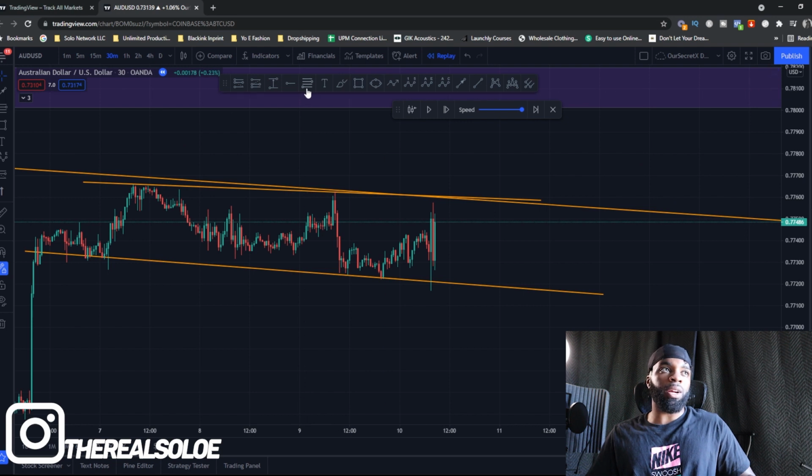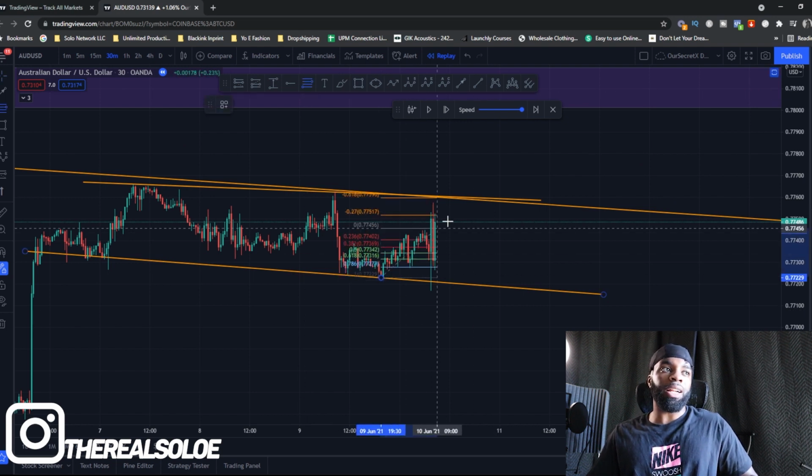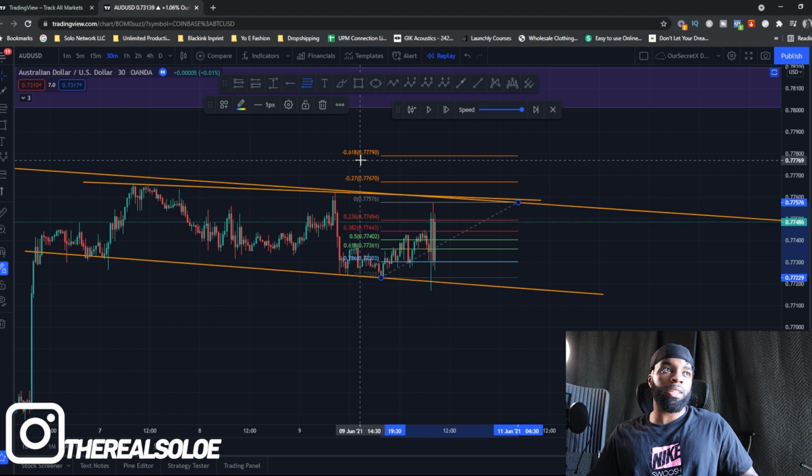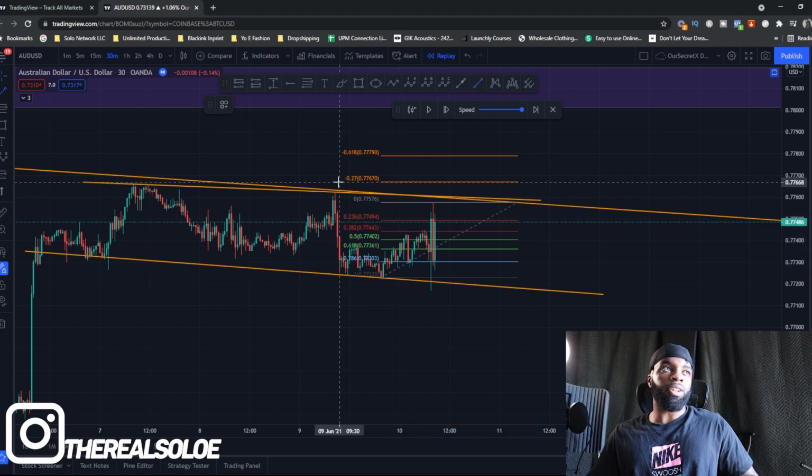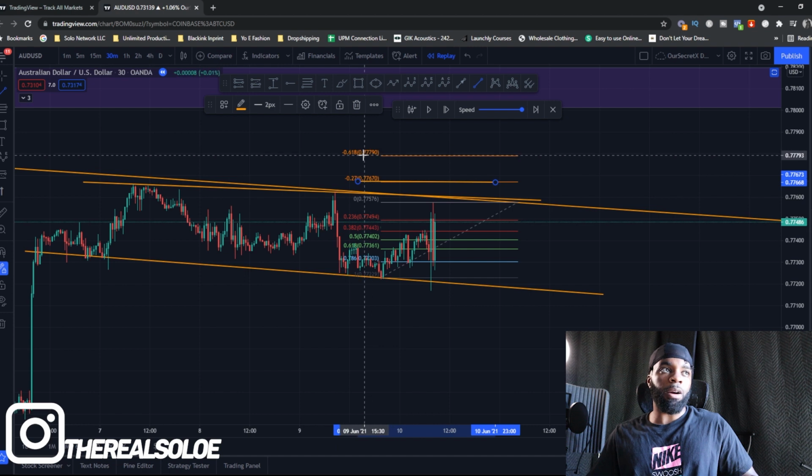If you wanted to take this trade, what I would like to do is draw my Fibonacci from the beginning of this to the end of this to figure out my next TPs. Now my next TPs would have been here. If you're scalping, this would have been a great scalp. And my final TP would have been here if you wanted to route it to here.